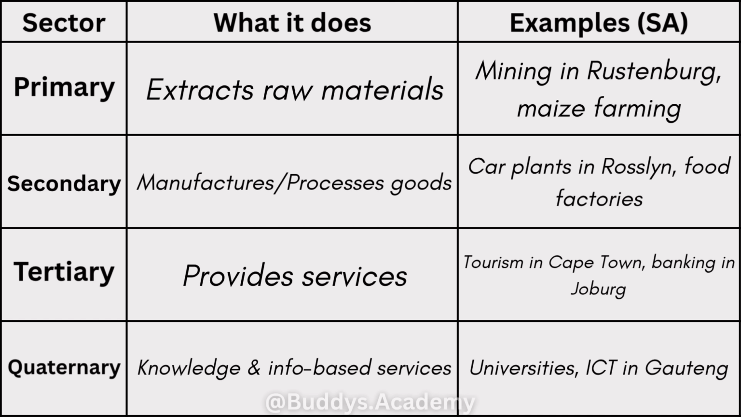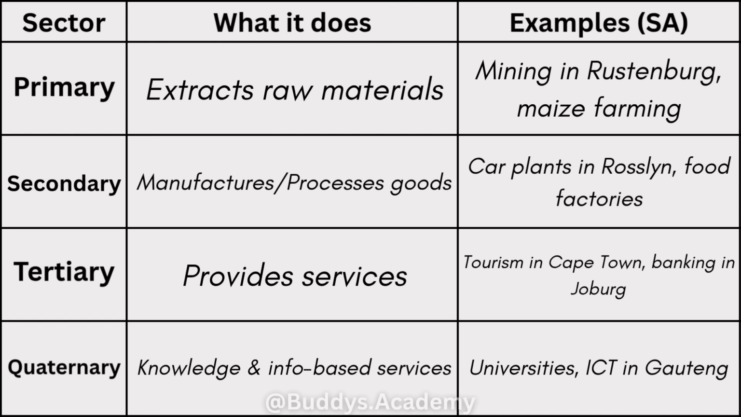So your primary sector is going to extract raw materials, and examples will be mining in Rustenburg and maize farming. Your secondary sector is going to manufacture or process goods, and examples will be car plants in Rosslyn and your food factories. Your tertiary sector involves providing services, and examples would be tourism in Cape Town and banking in Joburg.